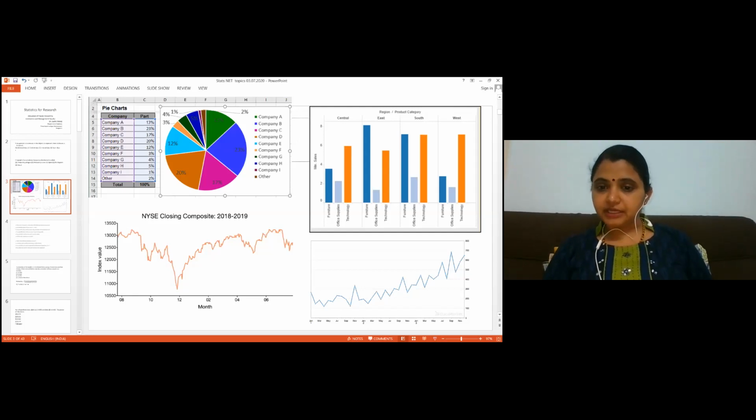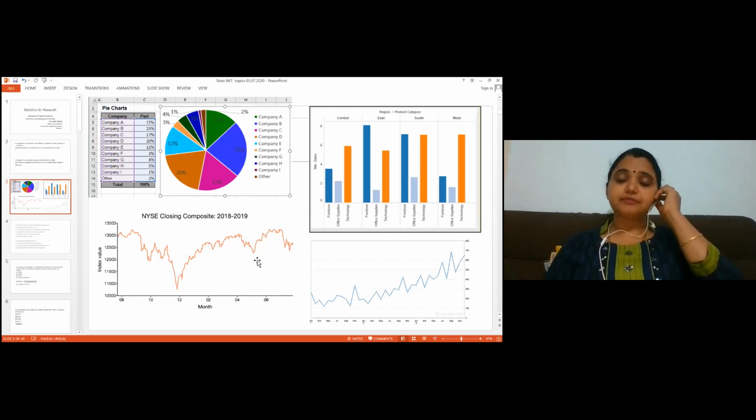Like, there are three attributes to be compared. You want to compare furniture, office supplies and technology across central, east, south and west. If you want to make a comparison, you can make a comparison across regions. You can also make a comparison within the central also. So these kinds of comparison are best done using a bar chart.